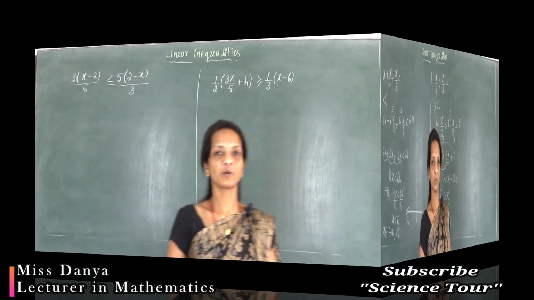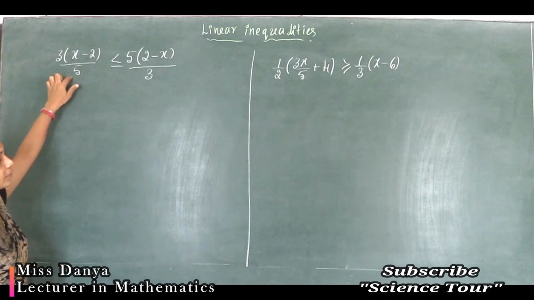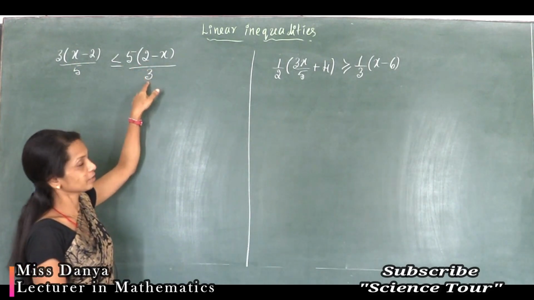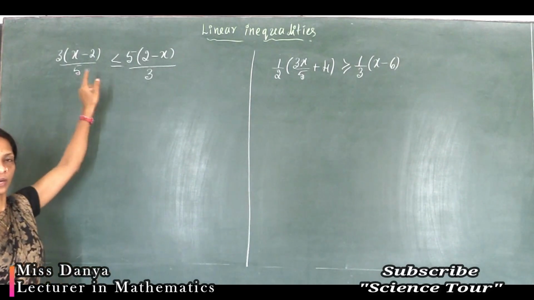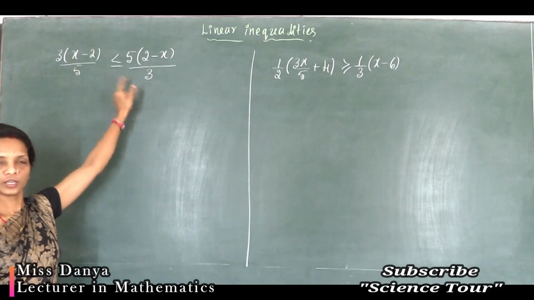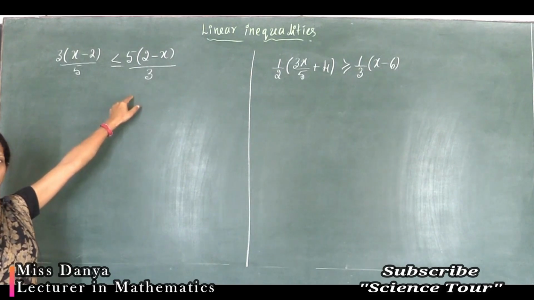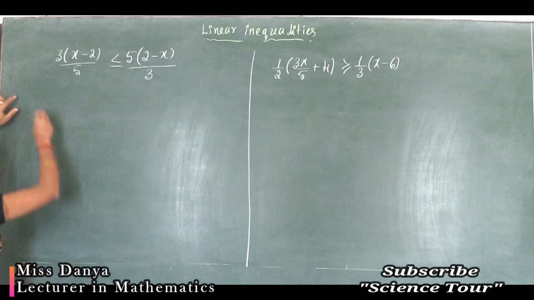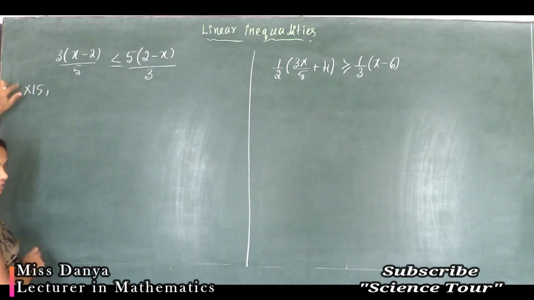Okay. Next problem is 3 into x minus 2 divided by 5 less than or equal to 5 into 2 minus x divided by 3. Now you can see more than one denominator, you have 5 and 3. So what you have to do? You have to take the LCM of 5 and 3 in mind. Okay. LCM of 3 and 5 is 15. So by that LCM you have to multiply throughout this inequality. So now you have to multiply by the LCM of these denominators, that is 15.